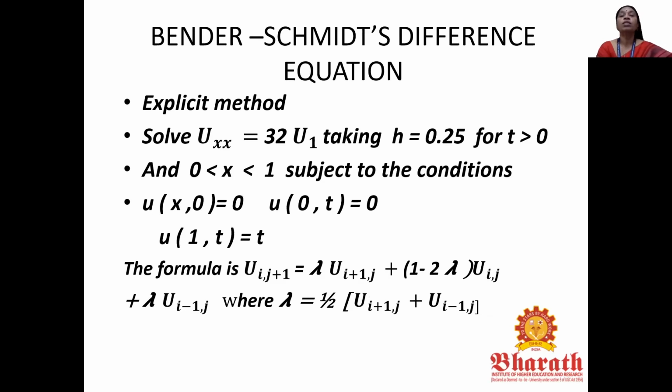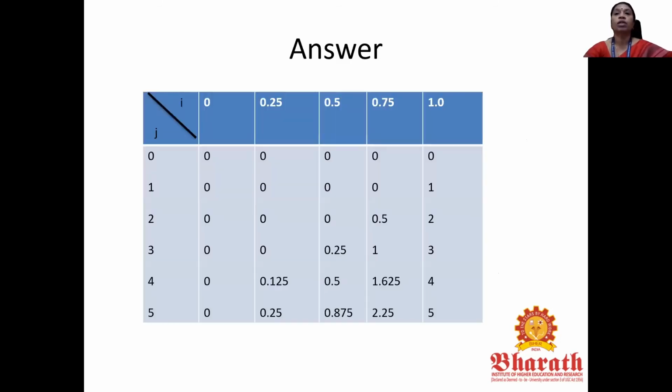So the formula is u of i comma j plus 1 is equal to lambda into u of i plus 1 comma j plus 1 minus 2 lambda into u of i comma j plus lambda into u of i minus 1 comma j, where lambda is equal to 1 by 2 into u of i plus 1 comma j plus u of i minus 1 comma j.